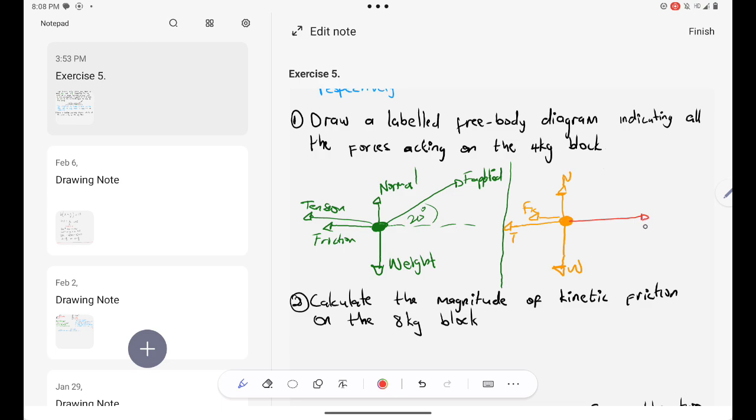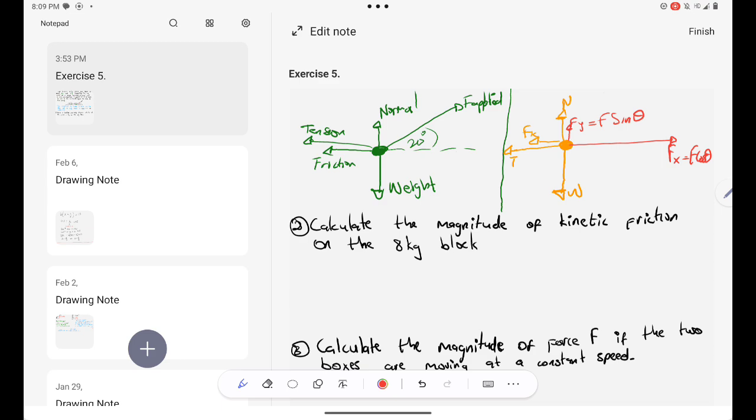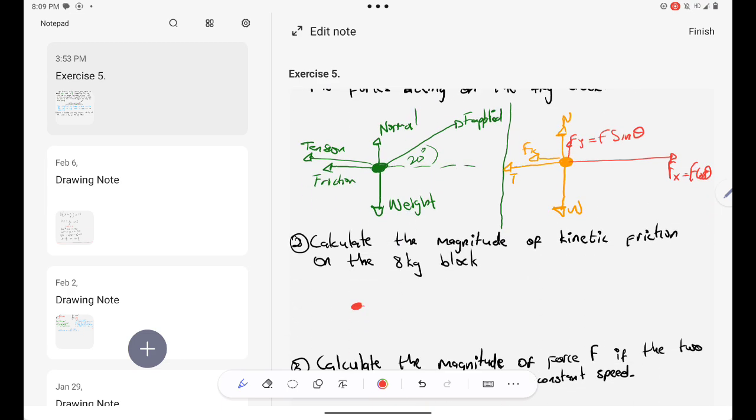The first component is the horizontal component Fx. Fx is just equal to F cos theta. And then we do have our vertical component as well. That's F sine theta. Okay, then now they want us to calculate the magnitude of the kinetic friction on the 8 kg block. Remember that you are given a coefficient of friction. If you can draw a free body diagram for the 8 kg block, the 8 kg block will be pulled by the tension on the string, and yes, there is a frictional force acting on the 8 kg block. We also have our weight and the normal force.